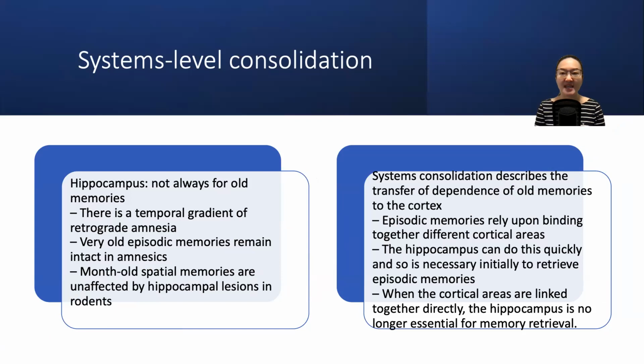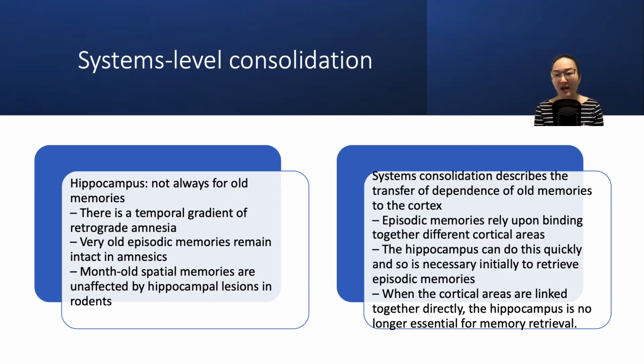Systems level consolidation. The hippocampus is not always needed for old memories. There is a temporal gradient of retrograde amnesia. Very old episodic memories remain intact in amnesics. Month-old spatial memories are unaffected by hippocampal lesions in rodents. Systems consolidation describes the transfer of dependence of old memories to the cortex.